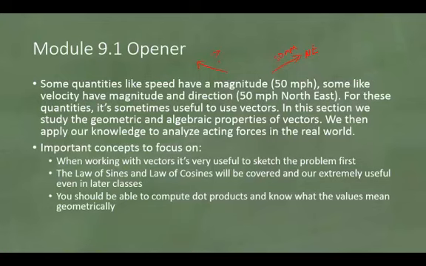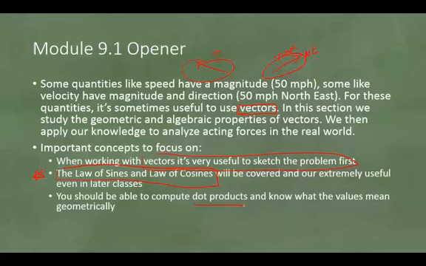Okay, for these quantities, it's sometimes useful to use vectors, right? That's these types of arrows that I'm drawing. In this section, we're going to study the geometric and algebraic properties of vectors, and then we're going to apply our knowledge to real-world problems. Just like with trig functions, it's very important to make sure you sketch what you're doing. And then we're going to also learn the law of sines and the law of cosines, two very important rules.